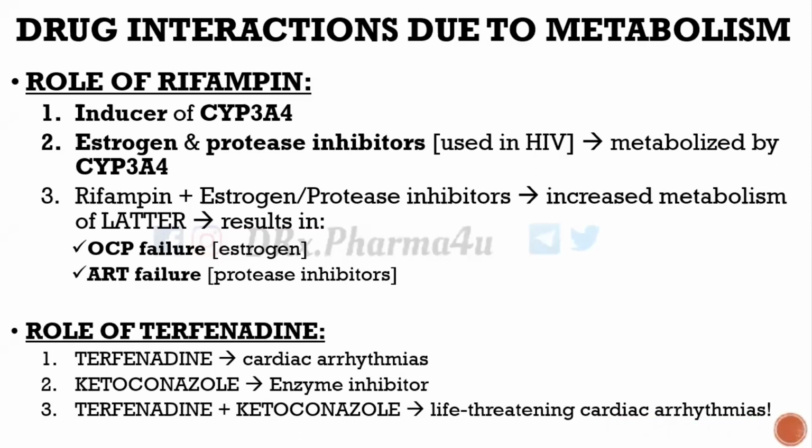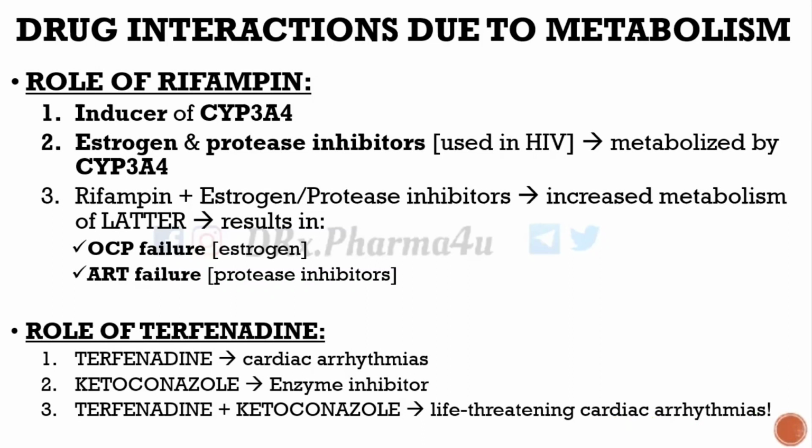So this is an example. Now, for example, a female is taking an oral contraceptive which is rich in estrogen, or a patient suffering from HIV is taking protease inhibitors. And these molecules are metabolized by CYP3A4. So if rifampin is taken with estrogen or protease inhibitors, the metabolism of estrogen and protease inhibitors will increase. As a result, it can result in oral contraceptive failure.